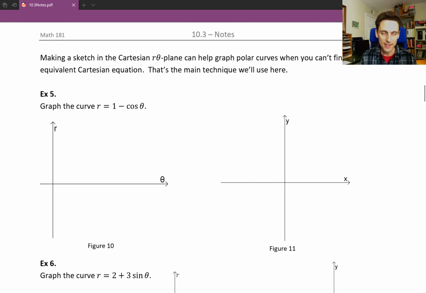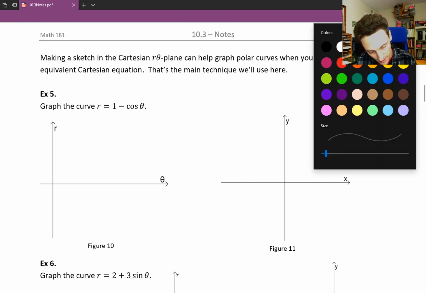Now the xy plane is the one where the r and the theta mean a distance from the origin and an angle theta. Whereas in the r theta plane, theta is acting like the x value and r is acting like the y value. So that one is like the regular way that we would normally draw the graph of 1 minus cosine theta.